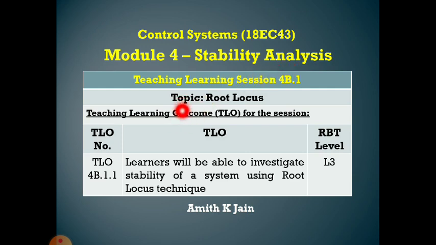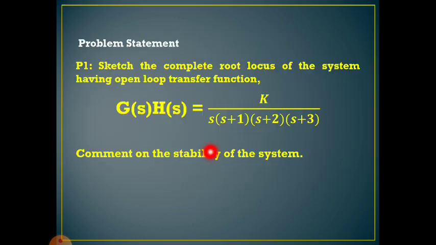In today's session, we will be learning about the topic root locus. We will quickly go through the problem statement. Sketch the complete root locus of the system having open loop transfer function G(s)H(s) equal to K divided by s into (s plus 1) into (s plus 2) into (s plus 3), and also comment on the stability of the system.